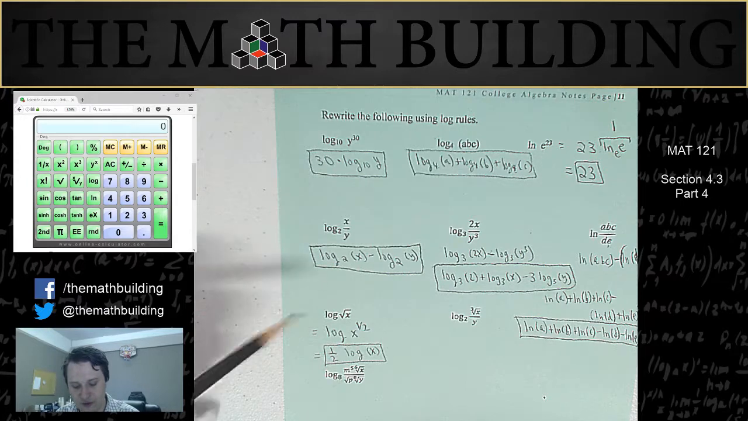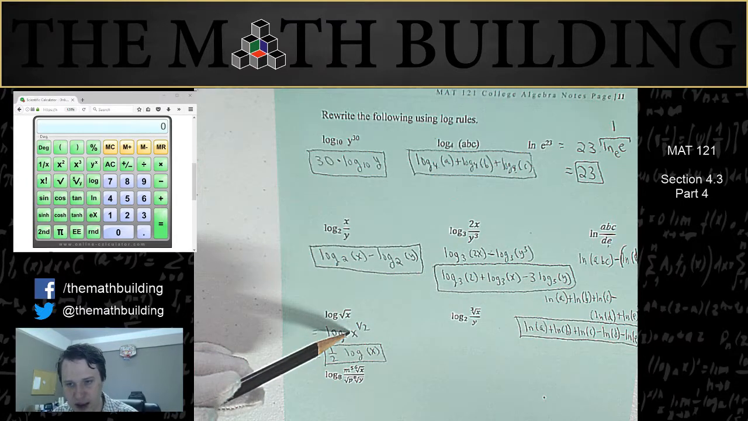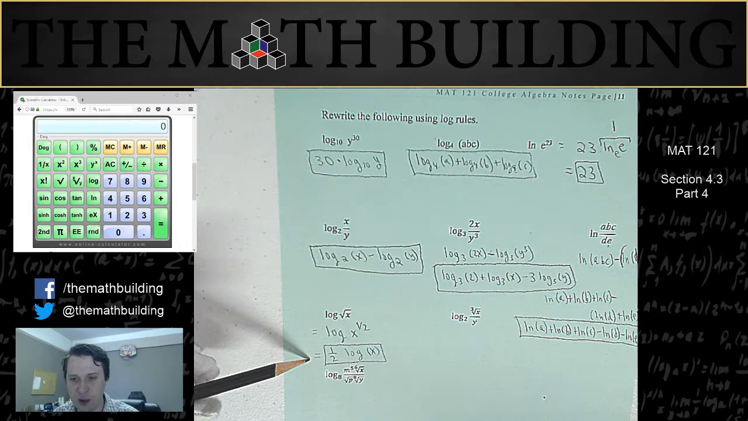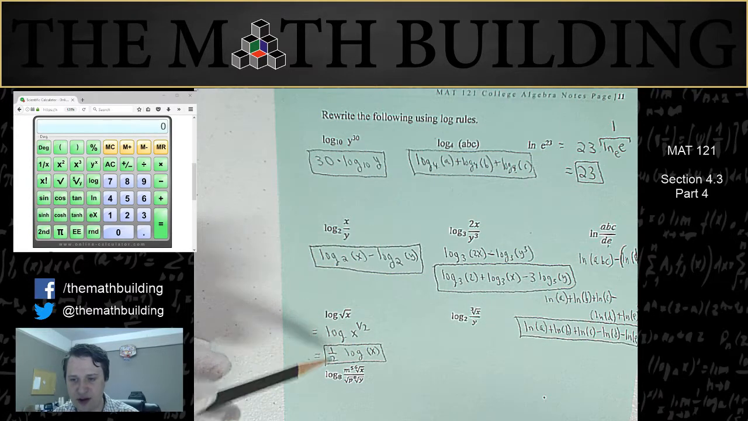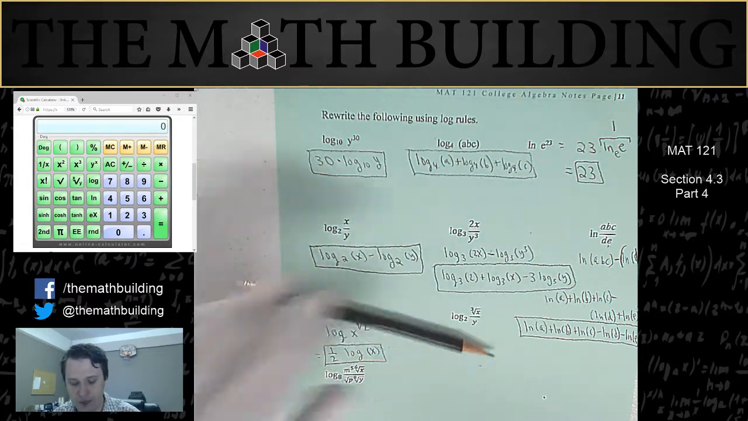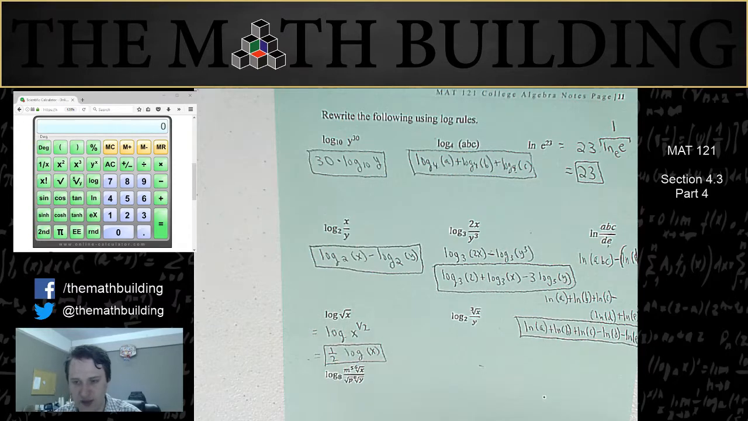Okay? So the first step was to rewrite the square root as a power, and then we can use the power rule by bringing the 1/2 down in front. So the log of the square root of x is the same as 1/2 times the log of x. So that's kind of cool.